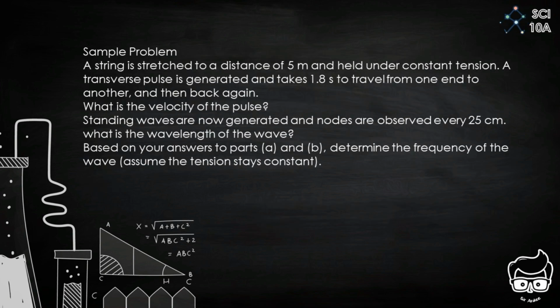Let's have another sample problem. A string is stretched to a distance of 5 meters and held under constant tension. A transverse pulse is generated and takes 1.8 seconds to travel from one end to another, and then back again. What is the velocity of the pulse? Second, standing waves are now generated and nodes are observed every 25 centimeters. What is the wavelength of the wave? And third, based on your answers to parts A and B, determine the frequency of the wave. Assume the tension stays constant.